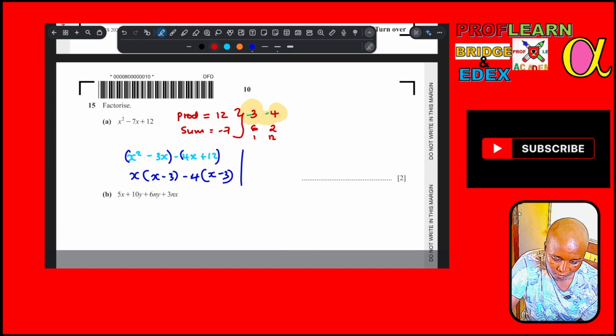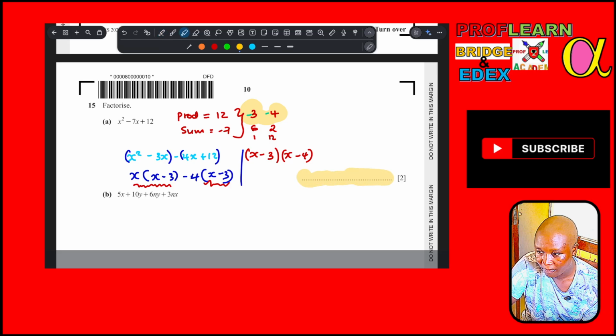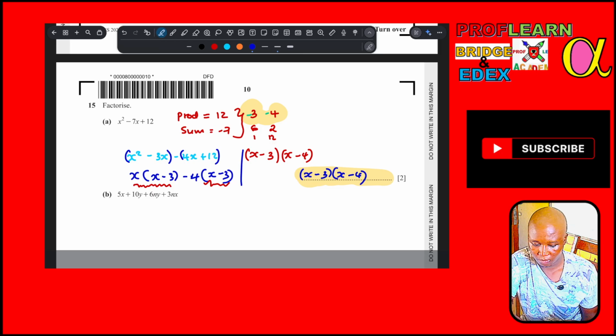Then you can see now at this point, this part here and this part here, they are common again. Then we can factor (x minus 3) out. We shall remain with x minus 4 as the answer for this. So our final answer, therefore, can be written as, sorry for that, our answer is going to be (x minus 3) and then (x minus 4).